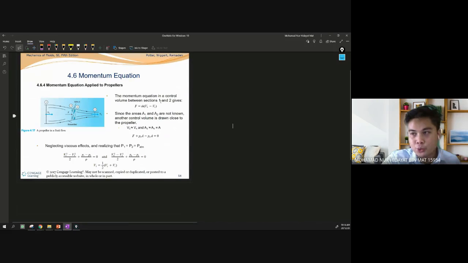Okay, the momentum equation in the control volume. Remember, we are now in the phase of control volume analysis. We use the Reynolds transport theorem, RTT, from the system to control volume. So as you can see here, the line here represents the control volume. The outside here represents the control surface.